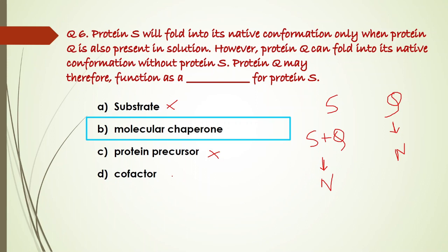So again they are non-proteins, so they have no purpose for folding. In the last one it is written that protein Q can itself fold into its native conformation. That means protein Q is also a protein. Cofactor means it is totally a non-protein thing, either a small molecule or some metal ions. So again our fourth option is wrong. The only option left is molecular chaperone.